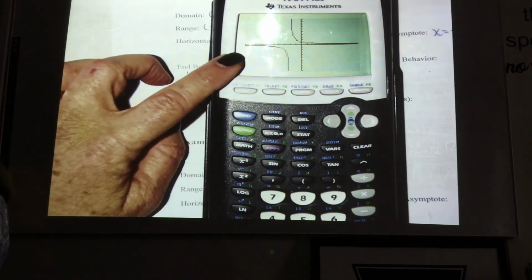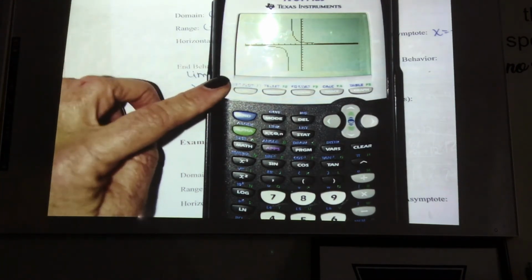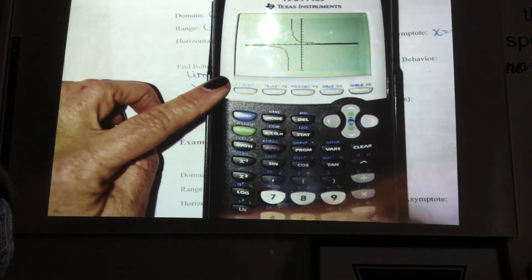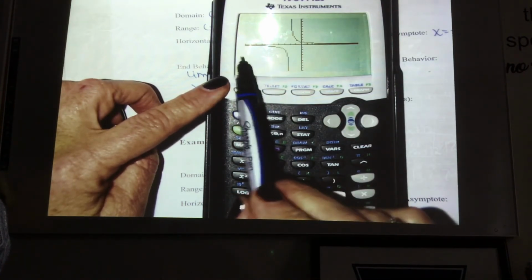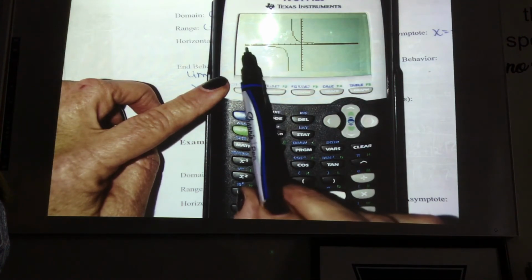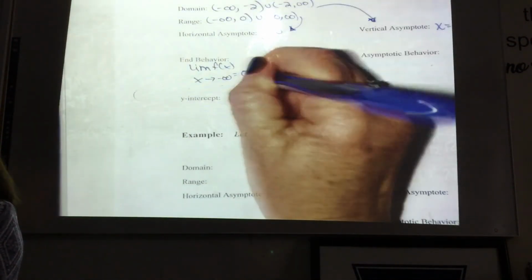If it's pointing up, it would be going to positive infinity. If this graph was pointing down at the end, it would be going to negative infinity, but it's not. It's not going up, it's not going down, it's pointing off to the left. So we use our horizontal asymptote to represent that end behavior. So that horizontal asymptote is, that's why we put 0 right there.